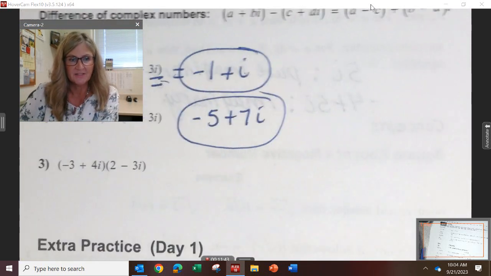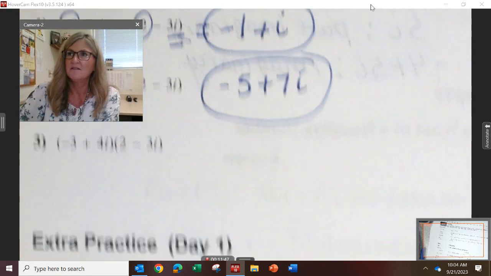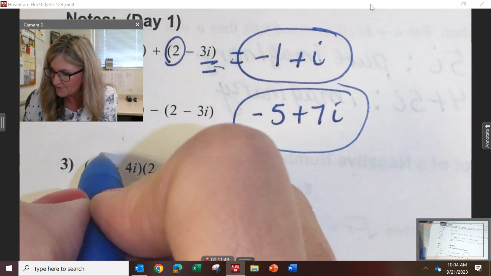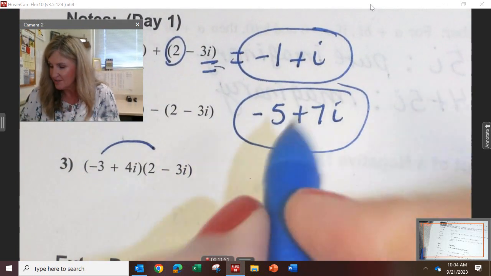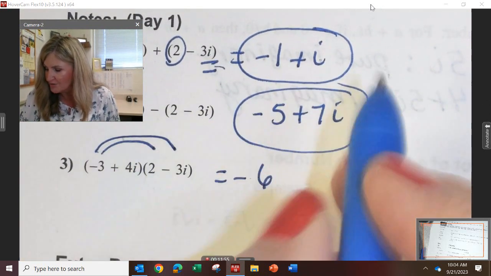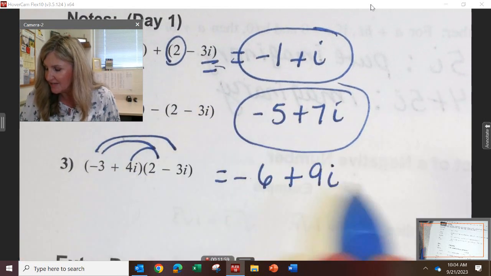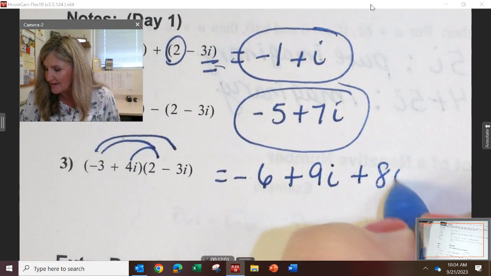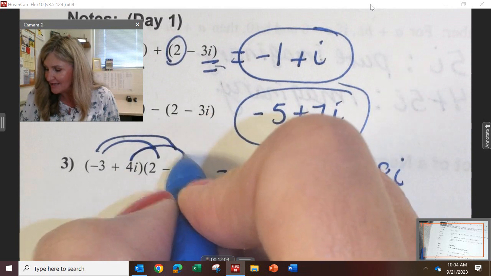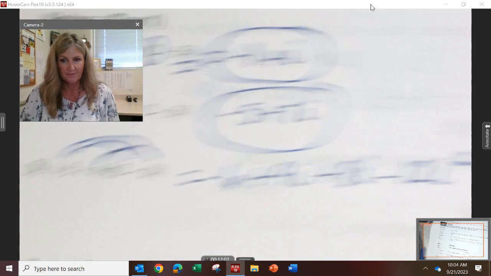To multiply these two, I have to FOIL these. So what I mean by FOIL is I have to do the first times the first. That gives me -6. I have to do the outers. That gives me plus 9i. I have to do the inners. That gives me plus 8i. I have to do the last times the last, and that's -12i squared.